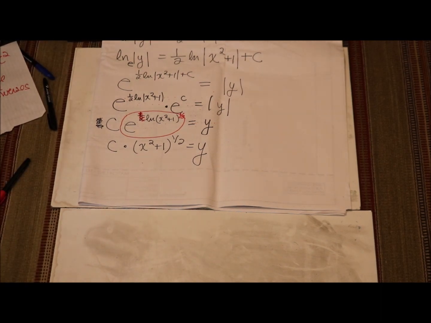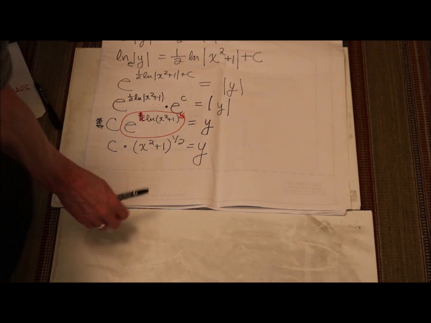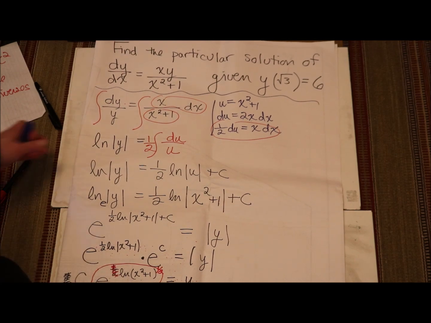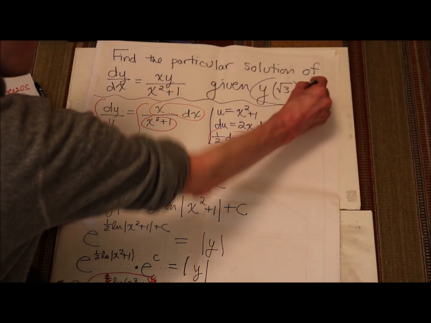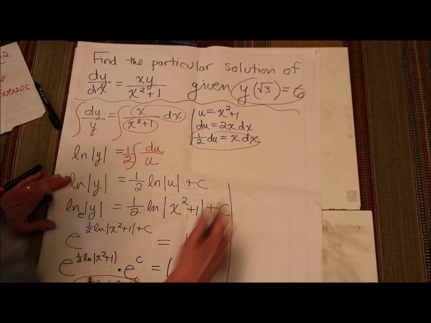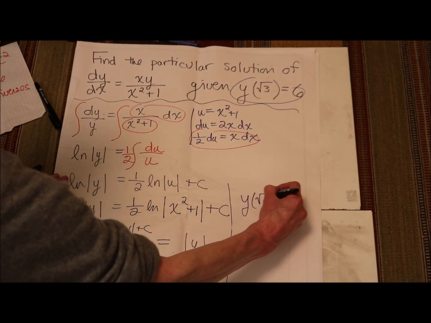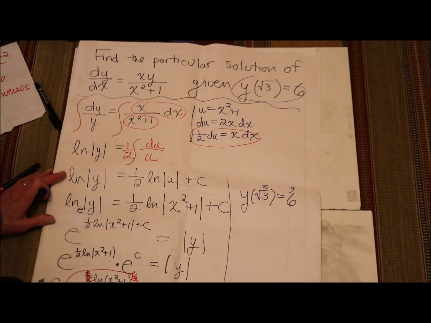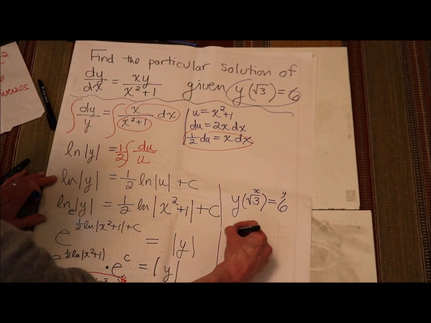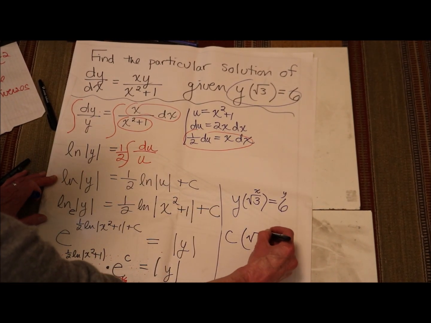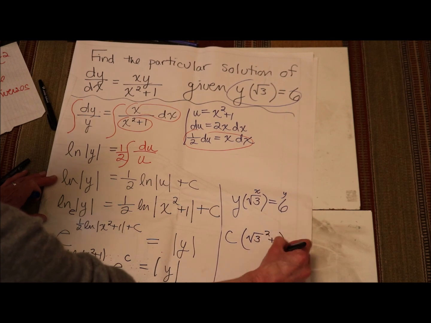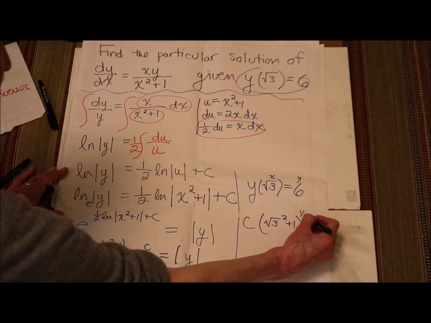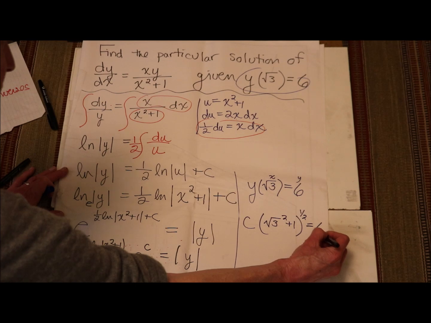Okay, so now I have to find my specific solution given my initial condition. My initial condition was right up here. So let me rewrite it down here. I hope you can see this. My initial condition was y of the square root of 3 equals 6. In other words, when my x is square root of 3, my y is 6. So I'm just going to now use this information to find my c. So I'm substituting in square root of 3 for my x, and I'm substituting in a 6 for my y.